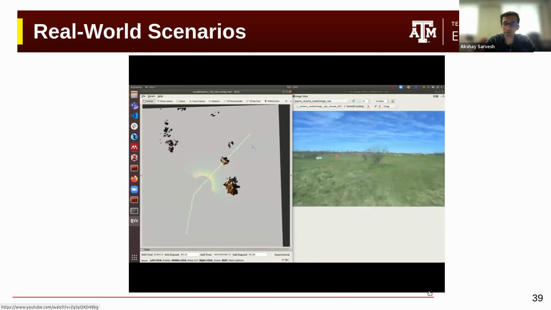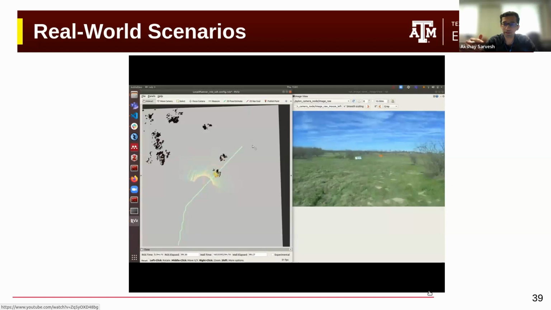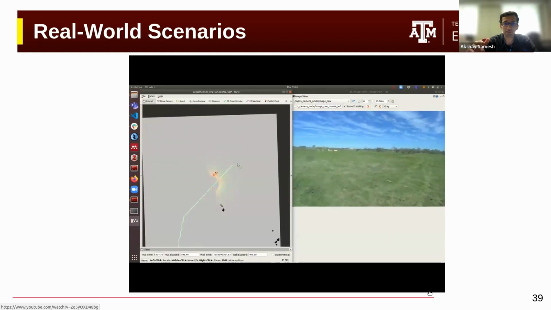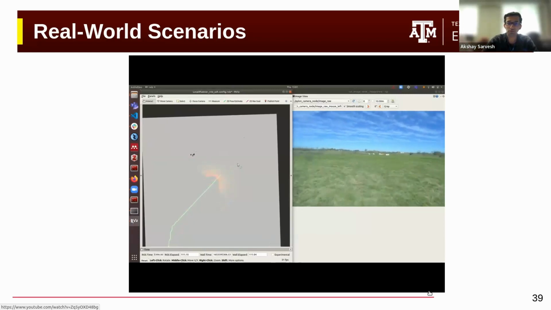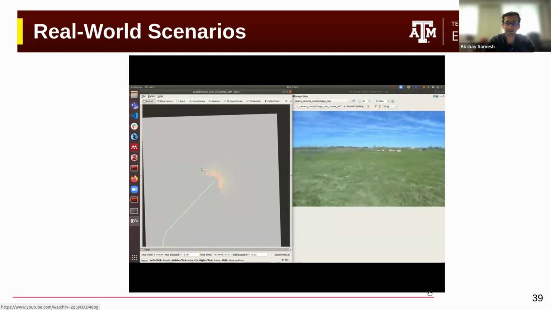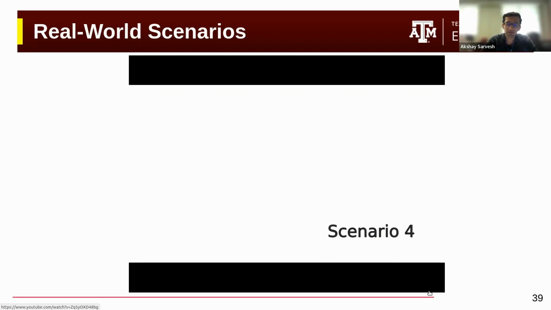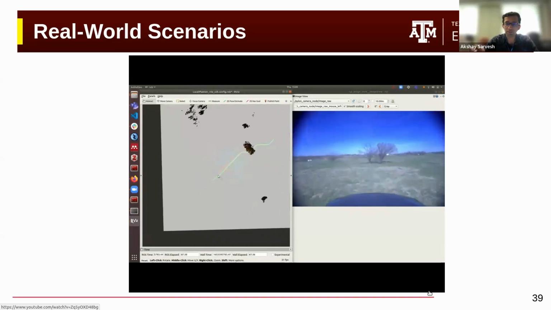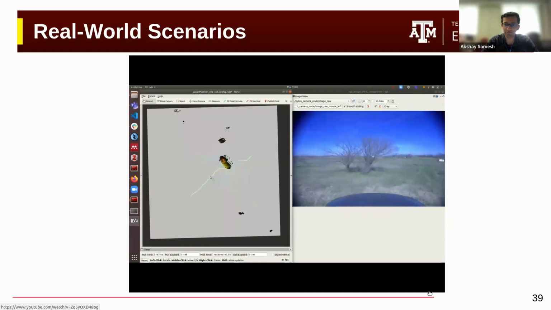Again, this is a scenario where the global path is going through the obstacles in such a way that the robot maneuvers itself in between these two trees, and it successfully does that. And in the final scenario, we are looking at how the Jeep Cherokee behaves in this environment.